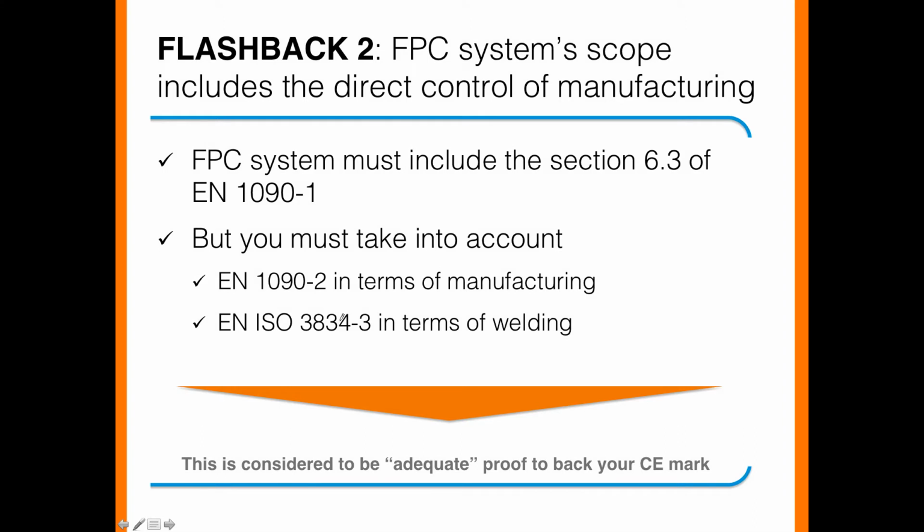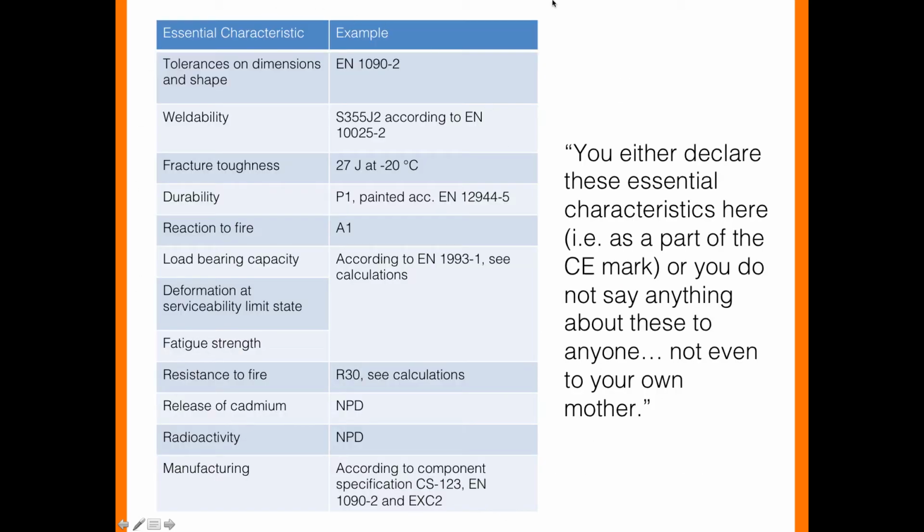The other thing I would like to mention here in the beginning is that in most construction products the scope of the FPC system is dictated in the harmonised standard, and in this case it would be section 6.3 of EN 1090. But this is not the case in structural steel products, where in addition you also must include the EN 1090-2 in terms of actual manufacturing, and if you do welding, you also must include the EN ISO 3834 for the welding. Only this is considered to be adequate proof to back up your CE marking, so adequate proof to back up these characteristics that you are declaring.